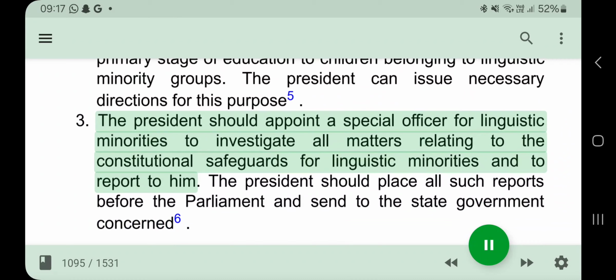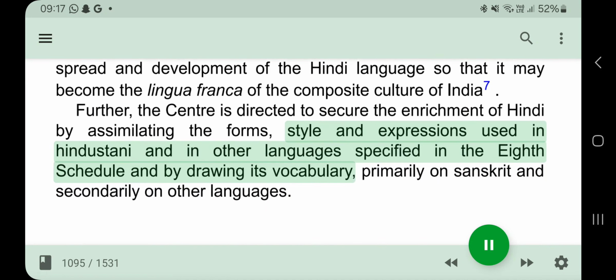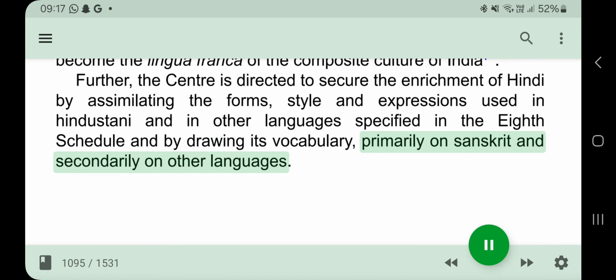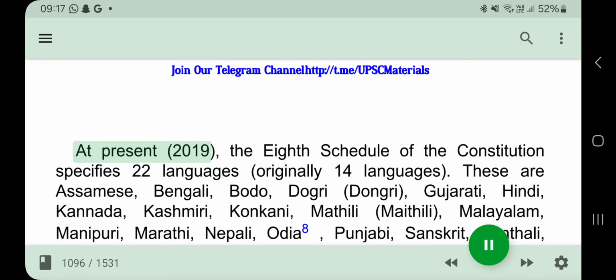7. Further, the Centre is directed to secure the enrichment of Hindi by assimilating the forms, style and expressions used in Hindustani and in other languages specified in the 8th Schedule, and by drawing its vocabulary primarily on Sanskrit and secondarily on other languages. At present, as of 2019, the 8th Schedule of the Constitution specifies 22 languages, originally 14 languages.